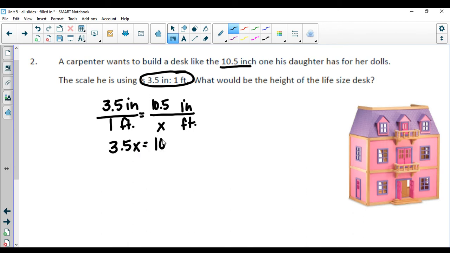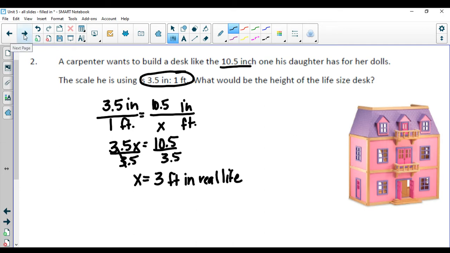3.5X is equal to 10.5. I'm going to divide by 3.5 on both sides. We're going to get X equals 3. The label for this is feet, and we can also say in real life, because this is the life-size desk.